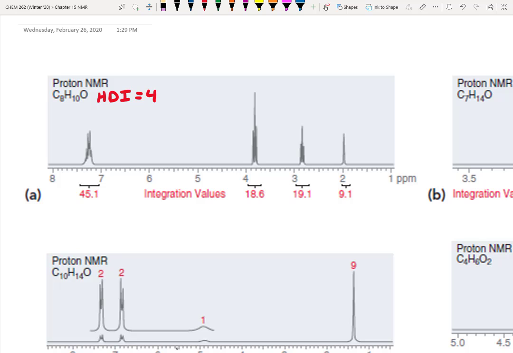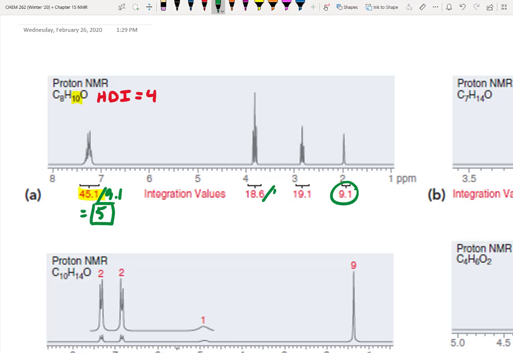Next thing I'm looking at is the integration values. Down here, I'm seeing an integration value of 45. That doesn't make any sense if we only have 10 protons, right? So let's try to divide things down. So what I would do is I would say, all right, over here, our smallest value is 9.1. So I'd take 45.1 divided by 9.1, and that's going to be equal to about what? 5. Okay, so we know the integration value is going to be 5 over here.